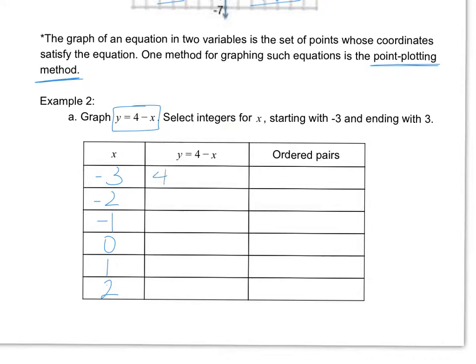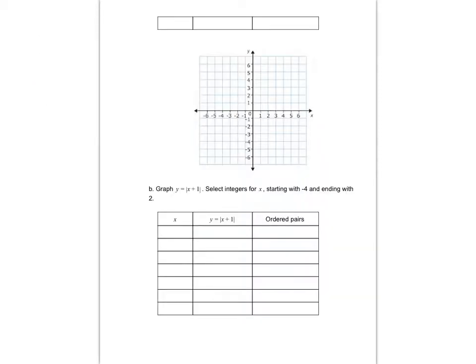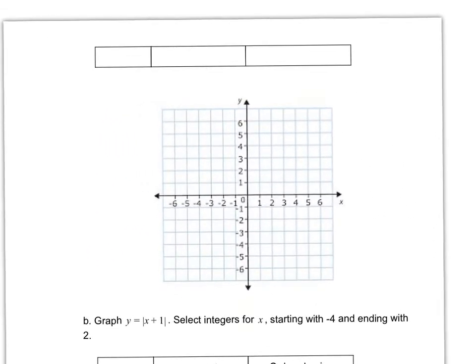But we're plugging in 4 minus -3, which gives us 7. So we have the ordered pair -3, 7. Then we have 4 minus -2, which generates a 6. 4 minus -1, which of course gives us 5. 4 minus 0 is 4. 4 minus 1 is 3. Oops, 4 minus 2, of course, is 2. And then finally, when x is 3, we have 4 minus 3, or 3, 1.